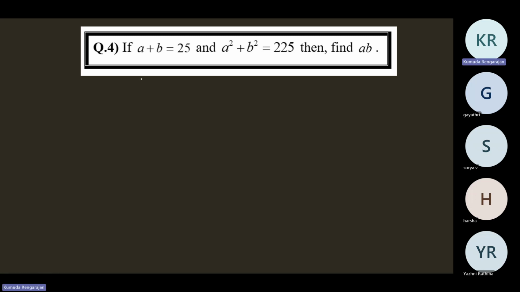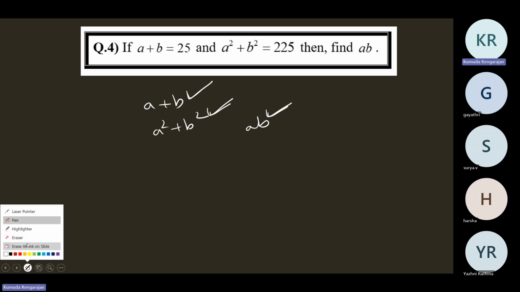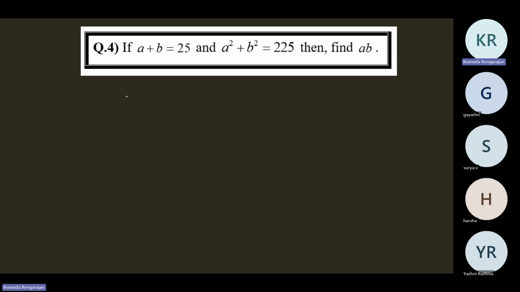So here you see the expressions a plus b, a square plus b square, and ab. Given the values of these two, you'll have to find the value of ab. We're given the value of a plus b, we're given the value of a square plus b square, and you need to find the value of ab. Now these expressions can be connected by this identity. A plus b, the whole square is equal to a square plus b square plus 2ab.